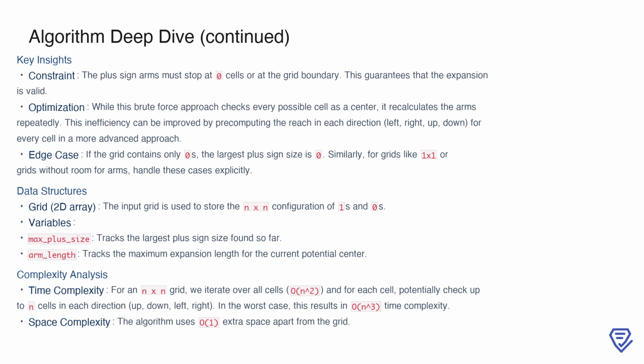Finally, let's consider the complexity. For an n×n grid, we iterate over all cells, which is O(n squared), and for each cell, we potentially check up to n cells in each direction, resulting in a worst-case time complexity of O(n cubed). The space complexity is O(1), since no additional data structures are used beyond the grid itself.